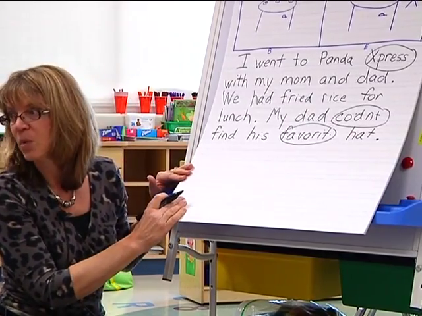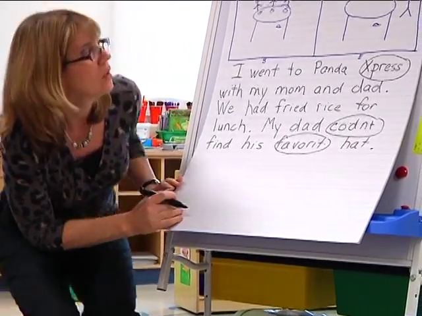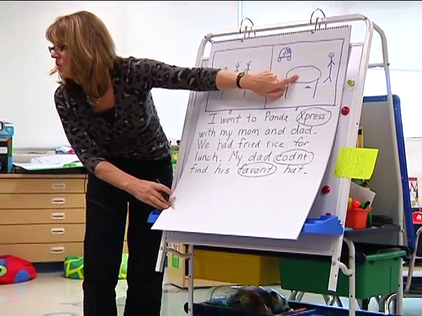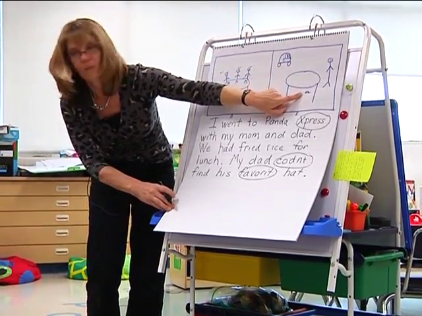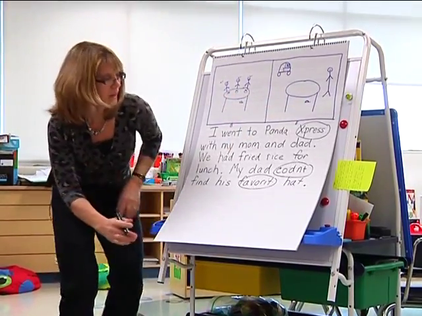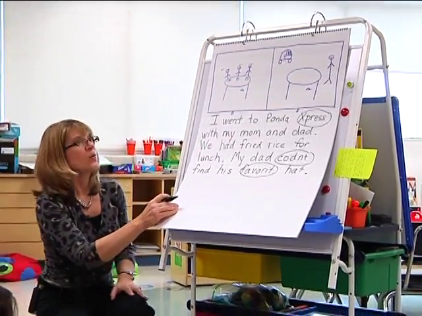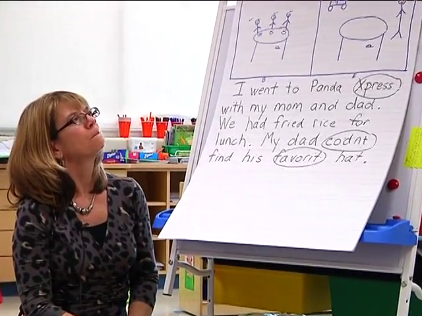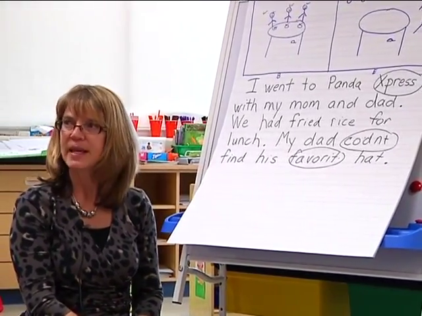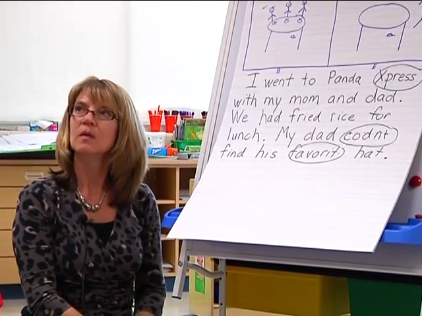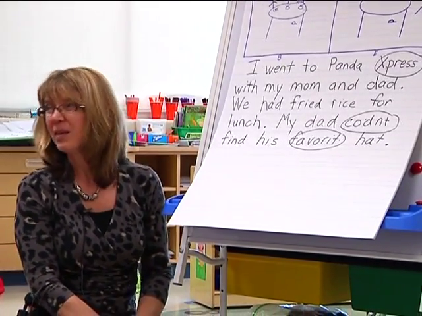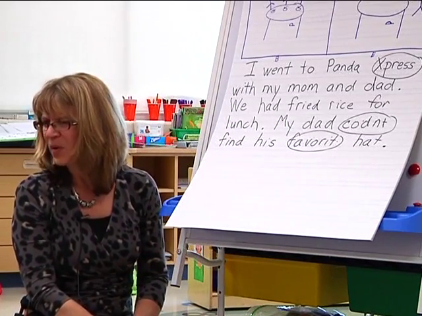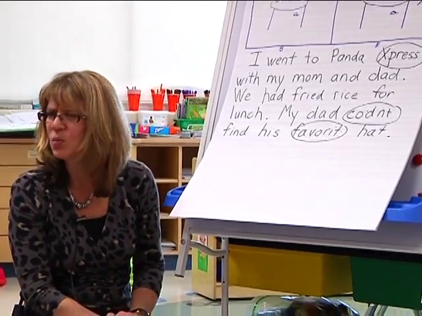I'm going to use my storyboard for my last sentence again. You told me that the most important part was that I went back to the restaurant and found it under the table. Okay. So I'm going to end this with, I found my dad's hat under the table. I went back to the restaurant and found my dad's hat under the table. Tell your partner, how should I write this last sentence? How would you write it?